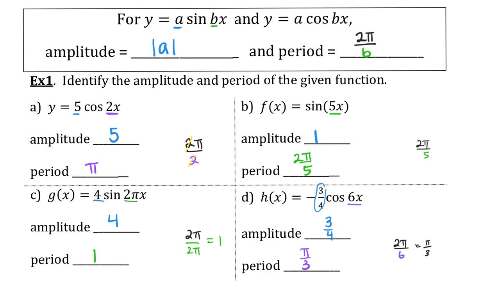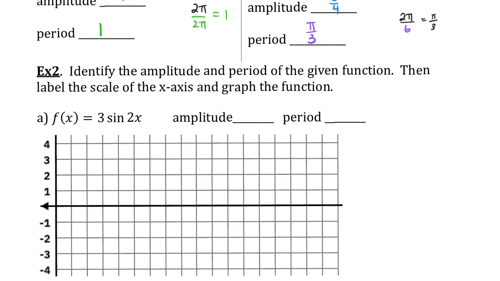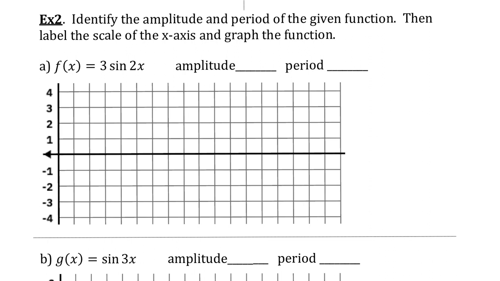Okay, now let's try to graph something with a different period. So for example 2, we're going to identify the amplitude and period, just like we did in the previous example. Then we're going to label the scale of the x-axis in order to graph it with the new period. Amplitude, 3. The period is 2 pi divided by this coefficient, which is 2. So the period is going to be pi. We're not going to freak out about the period yet. We're going to treat this like it's a normal sine graph, and then we're going to figure it out later.